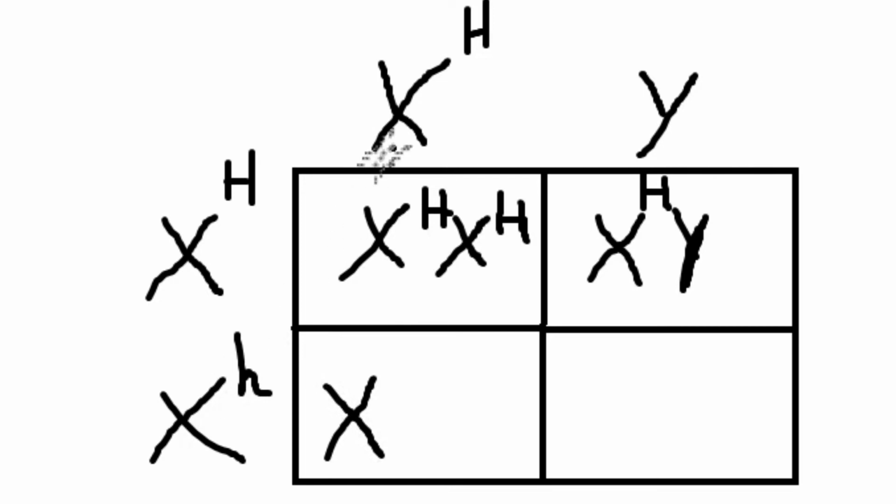This third possibility here is going to be a girl because she's going to inherit this X and this X here, and she's going to inherit X capital H and X small h. This girl is not going to suffer from hemophilia, but she's going to be a carrier just like her mother. This last possibility here is going to inherit this X chromosome and this Y.